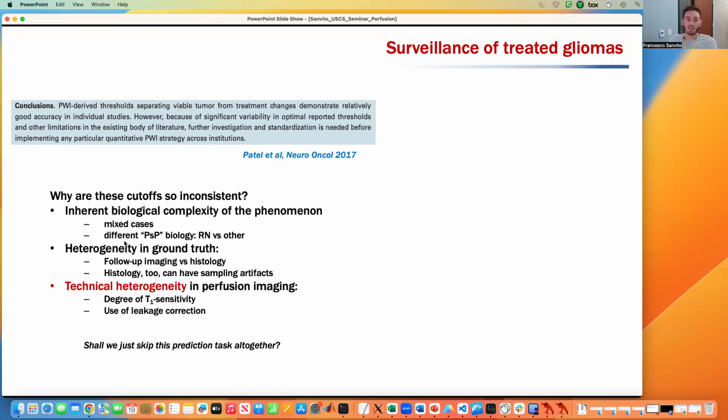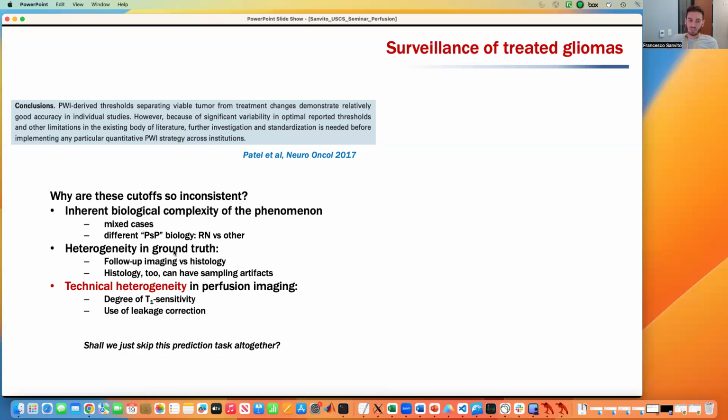The other aspect that we already mentioned is that PSP is a category that has different biologies inside. It can be radiation necrosis, it can be no necrosis but treatment effects, it can be inflammatory changes. So sometimes different studies are looking at different things, or even within the same study, you have some cases of radiation necrosis and other cases that are not really necrosis. So it's very hard to differentiate clearly.